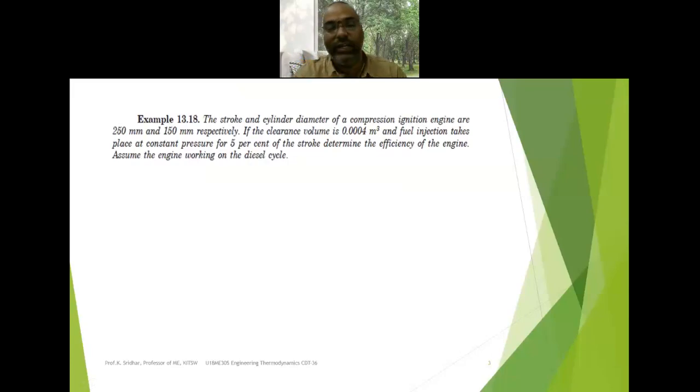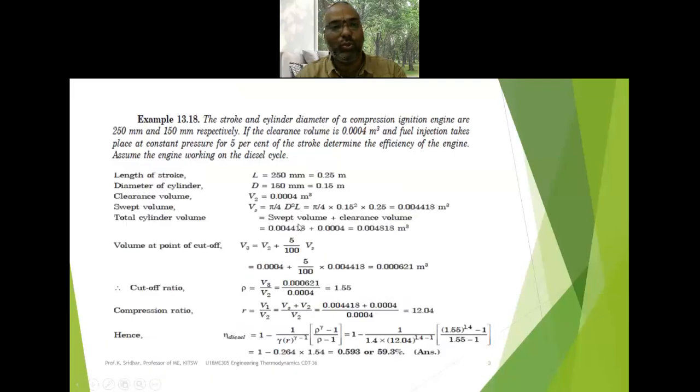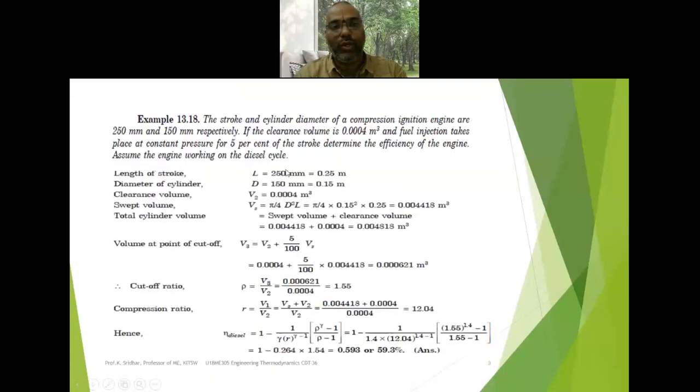The stroke and cylinder diameter of a CI engine are 250 mm and 150 mm respectively. The compression ignition engine is nothing but the diesel engine; the SI engine is the petrol engine. Here the diameter is the bore. First, write down the given data. The length of the stroke is 250 mm, converted into SI units, 0.25 meters. The diameter of the cylinder is 150 mm, that is 0.15 meters. The clearance volume is given as 0.0004 meter cube.